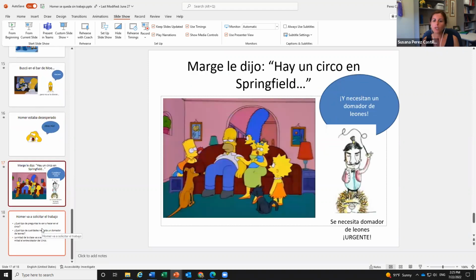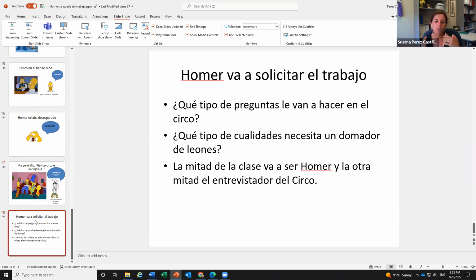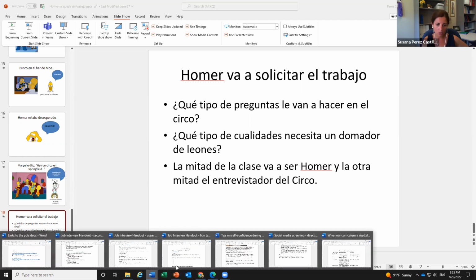And then Marge told him, there's a circus coming to Springfield, and they need a lion tamer. Obviously they need to learn this word, but it's easy to learn. They see the image, they have never learned that word in Spanish, and I guess in any other target language we don't use that, but they need this person. So he's going to apply for this job, and we talk about what type of questions and abilities a lion tamer needs. Half the class is going to be Homer and the other half will be the interviewer. And this is the handout.